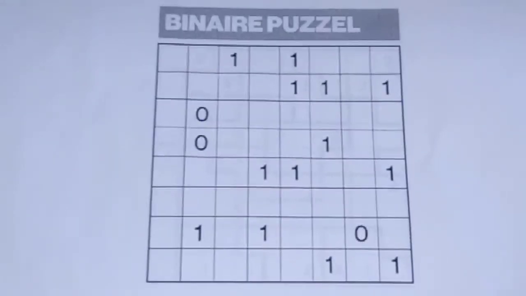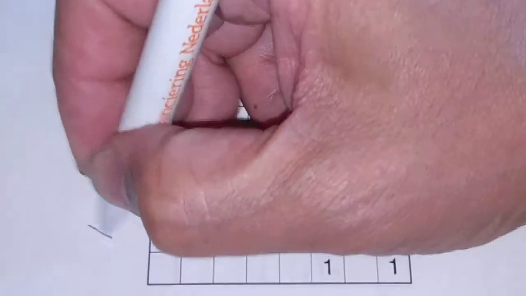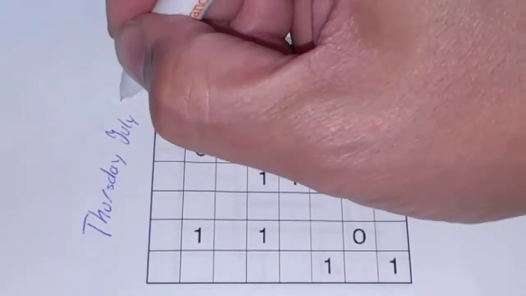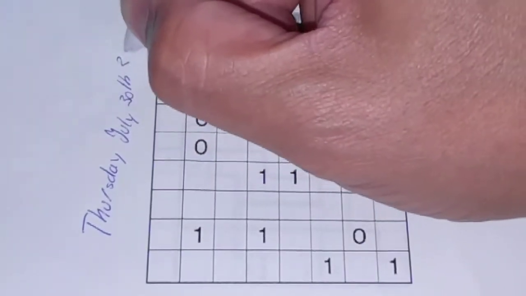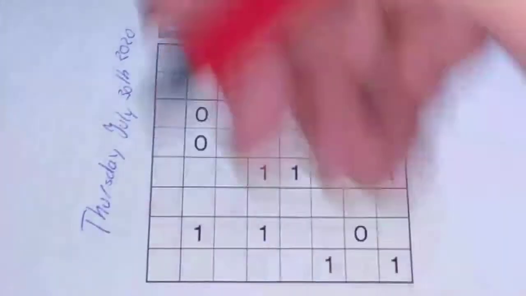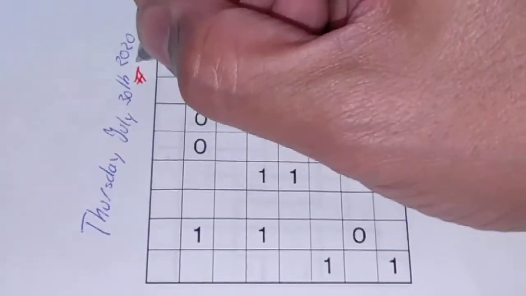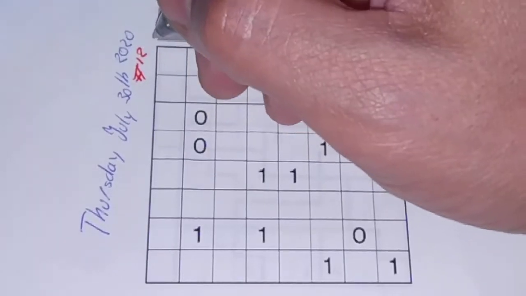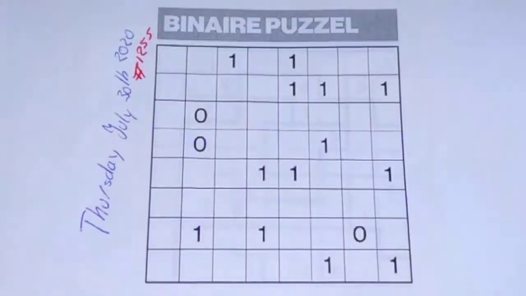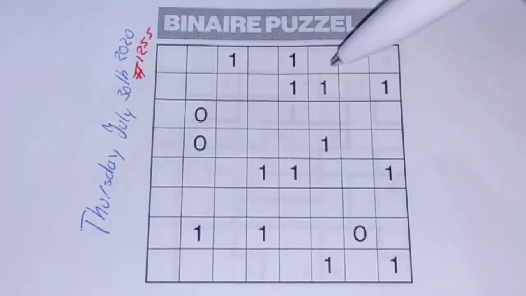Welcome back with the fourth puzzle in this additional of today's newspaper on Thursday, July the 30th, 2020. Yes, and this binary will be number 1255. And what kind of binary puzzle is this?